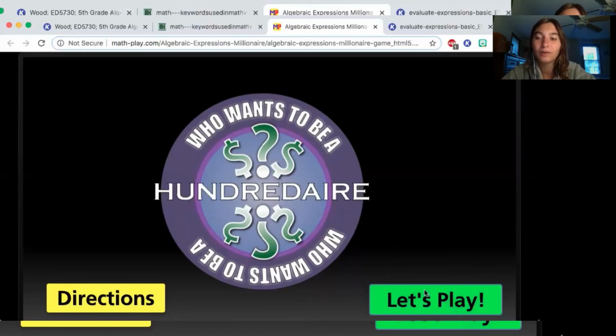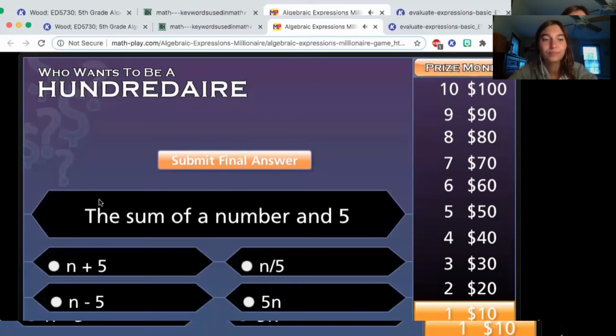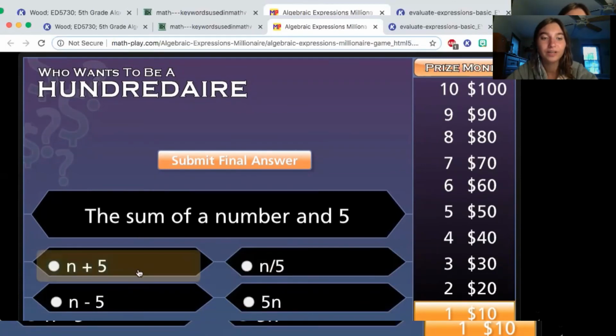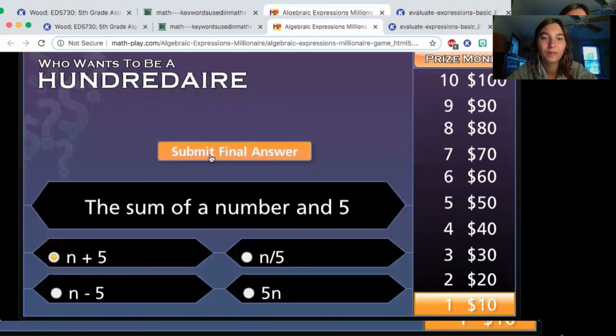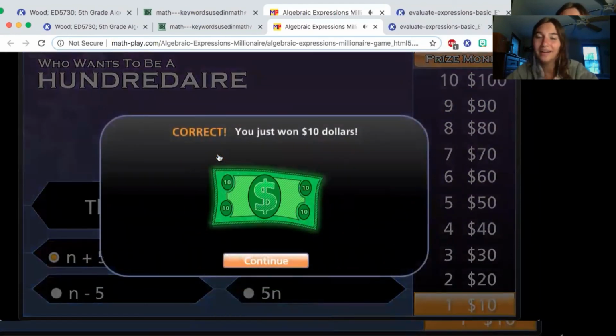Let's see what the question says. So the question says, the sum of a number and 5. Well, I see the word sum and the word and. So already I'm thinking addition. Do I see any expressions here that have addition? Oh, I do. Class, do we think that this is the final answer? Yes? Okay, let's see. We won $10. Okay, Becca, it's your turn.